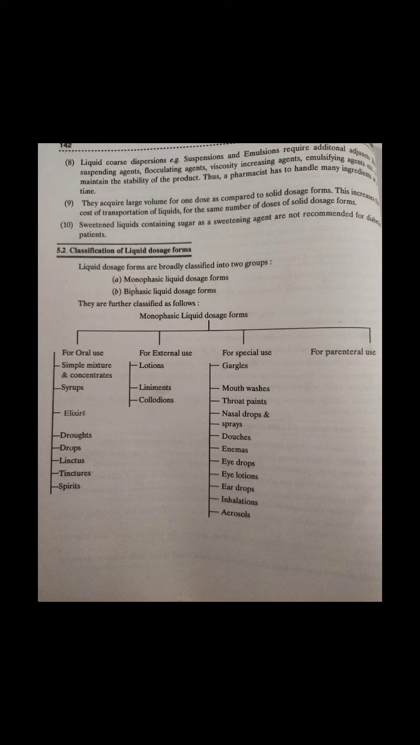Hello students, we were discussing the liquid dosage forms. So let us continue with the topic. Today's first topic is gargles.